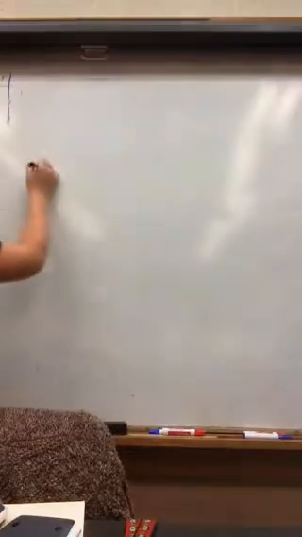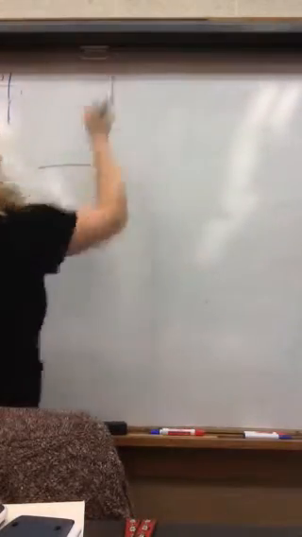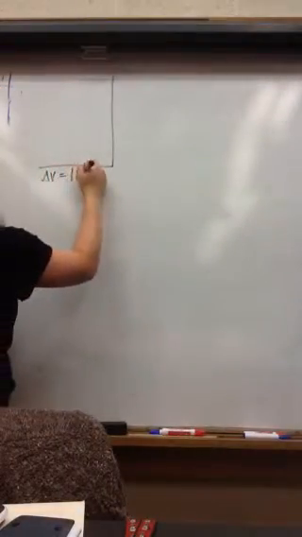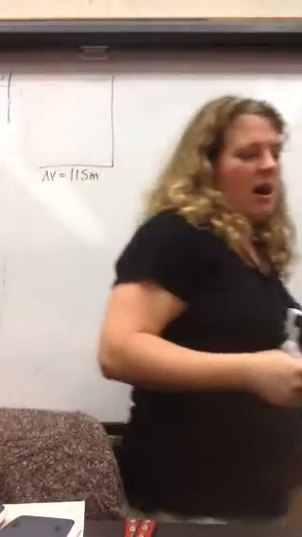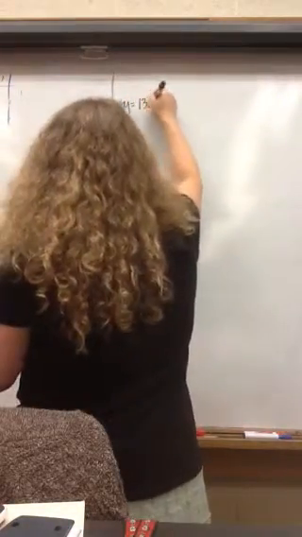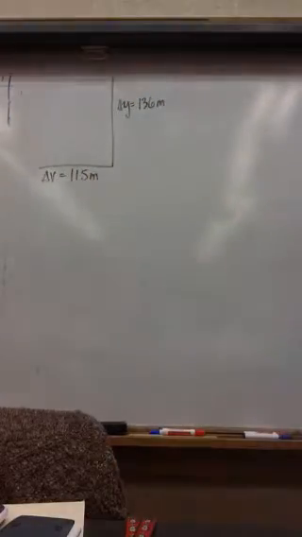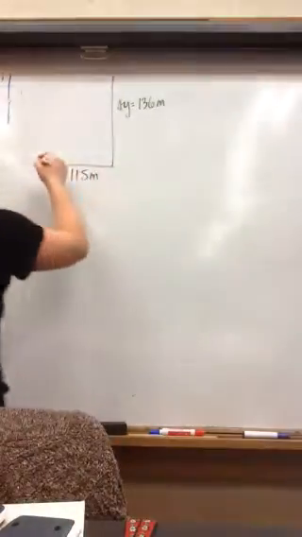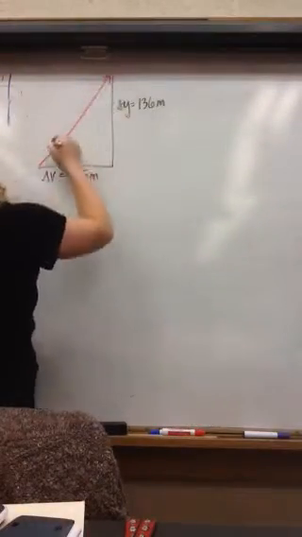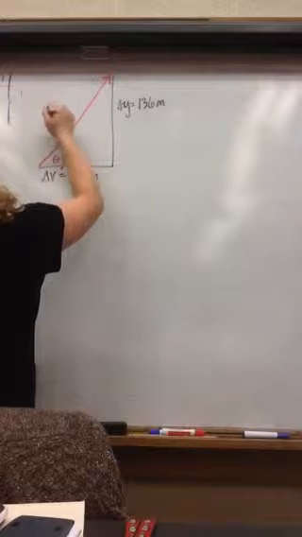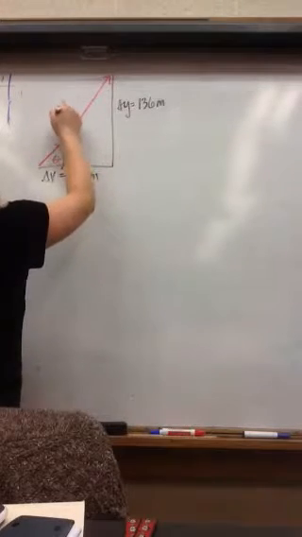So the first thing we want to do is draw a picture and label it. This is our x-axis, of course, and our delta x is going to be 115 meters. Our delta y will be the height of the pyramid, which is 136 meters. And what we'd like to know is their resultant vector as they climbed up the pyramid. We want to know magnitude and heading. So that's our resultant.